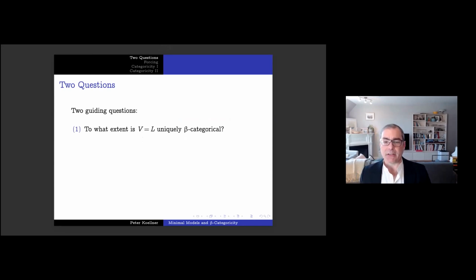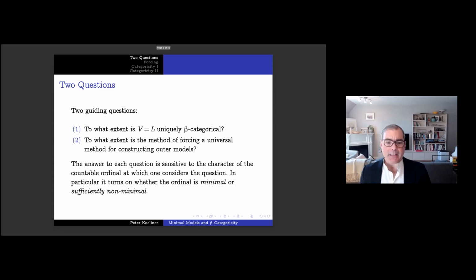To what extent is V equals L uniquely beta categorical? And the second question concerns forcing. To what extent is the method of forcing a universal method for constructing outer models? It turns out that the answer to each of these questions is sensitive to the character of the countable ordinal at which one considers the question. In particular, it turns on whether the ordinal is minimal in a sense I'll make precise, or sufficiently non-minimal.